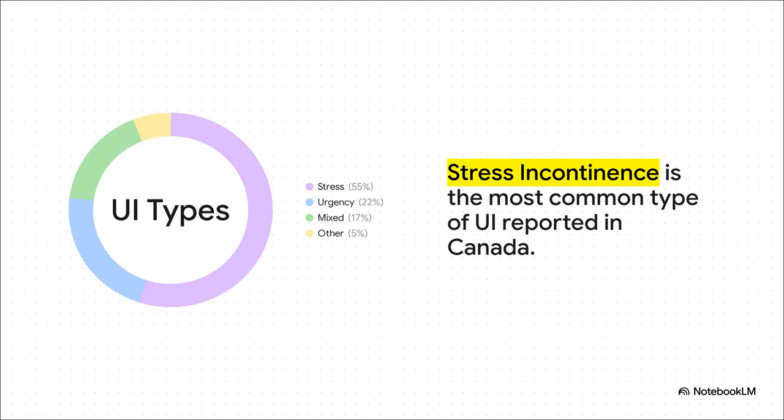To really get the landscape here, the numbers make it pretty clear where we need to focus. Look at this. Stress incontinence is, by a long shot, the most common type in Canada. We're talking over half of all patients. Urgency and mixed incontinence make up most of the rest. So, yeah, this is why we're going to be laser-focused on telling the difference between stress and urgency UI and managing them, because that's what's walking through your door every single day.